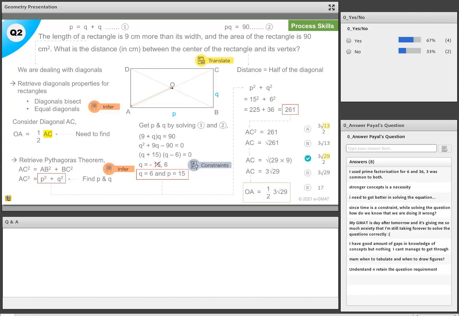Now there's a student whose test is day after tomorrow, and it's giving me so much anxiety that I'm still taking forever to solve the questions correctly. Well, write to us.